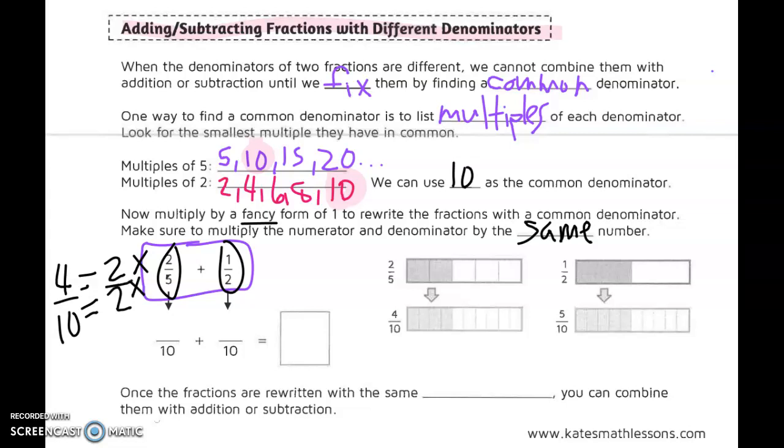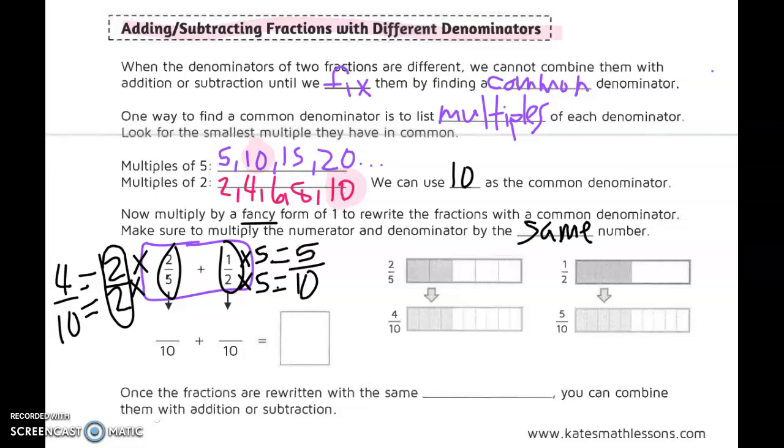Notice I multiplied it by 2 on the top, 2 on the bottom. Well, 2 over 2 is 1, so that's my fancy form of 1 that I used to multiply this one with. Okay, same thing over here. If I'm going from a 2 as a denominator and I want to go to a 10, I'm just multiplying by 5. So that means I have to multiply by 5 on the top, and that's going to give me 5/10.